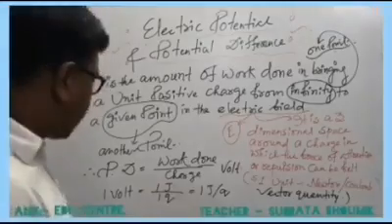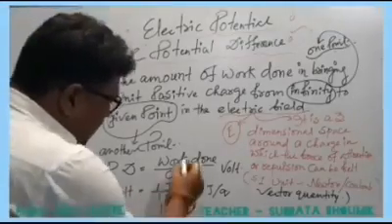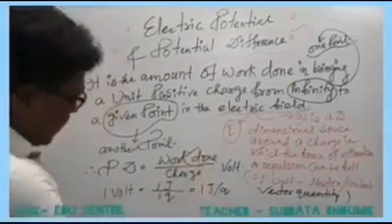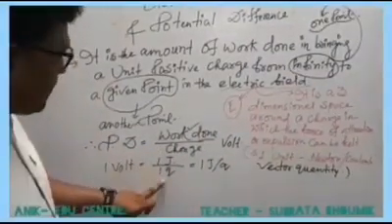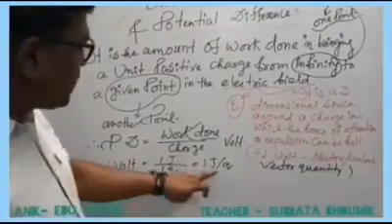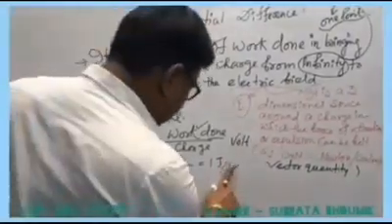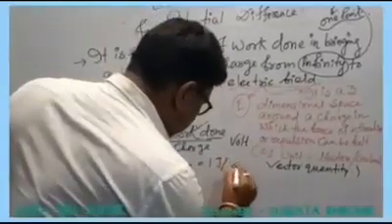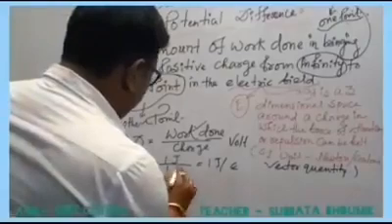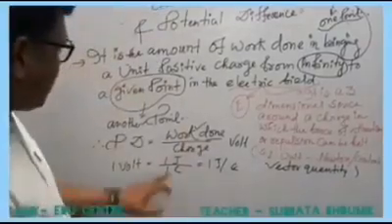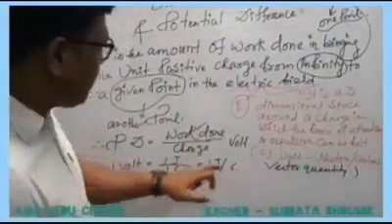So it comes to the point, what is 1 volt? What is the unit of work done? That is 1 joule. What is the unit of charge? That is coulomb. So we can write it like this: 1 joule per coulomb is 1 volt.